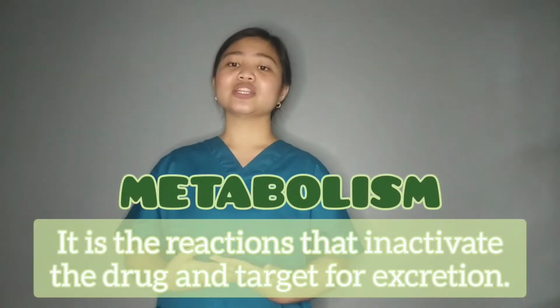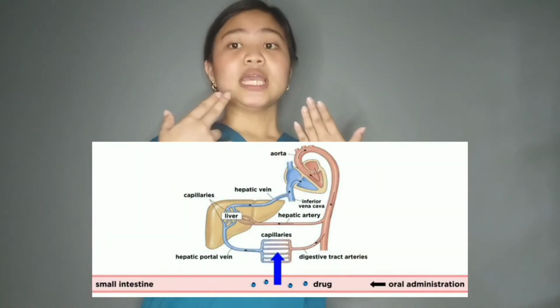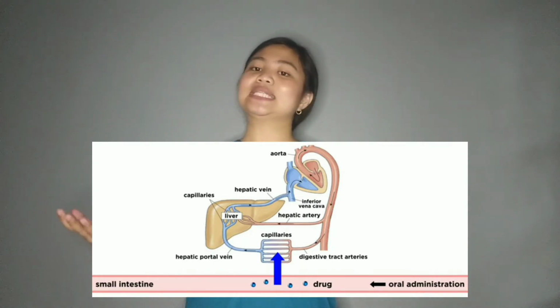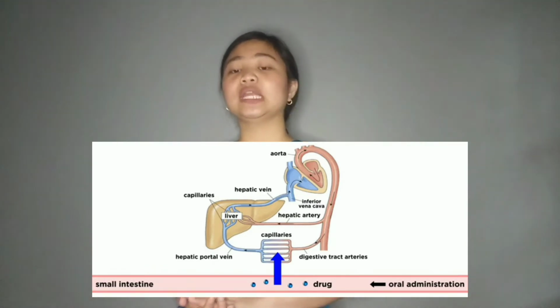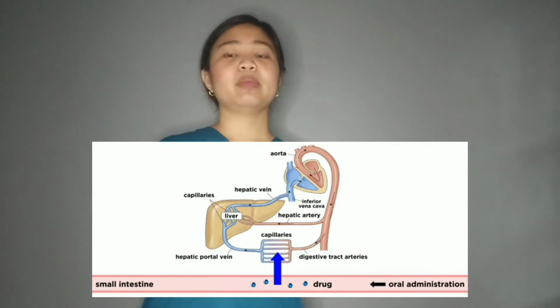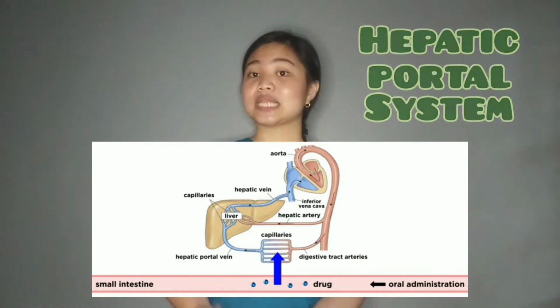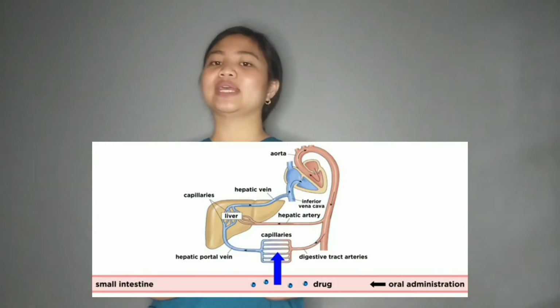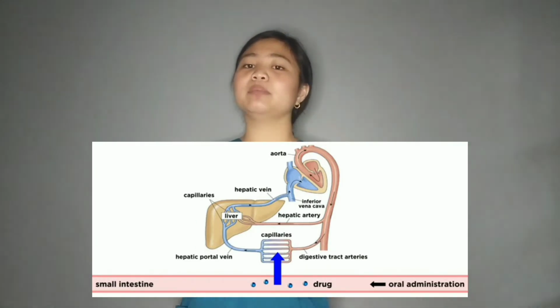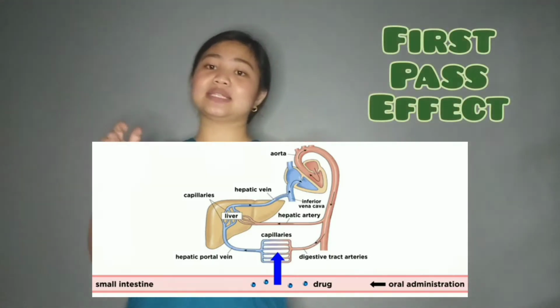Metabolism is the reaction that inactivates the drug. For example, if the drug is administered orally, it will be absorbed through our intestinal wall. And for that reason, as part of the circulatory system, it enters the collection of blood vessels that we call the hepatic portal system. These carry blood directly to the liver where the drug will be metabolized, and this is what we call our first pass effect.